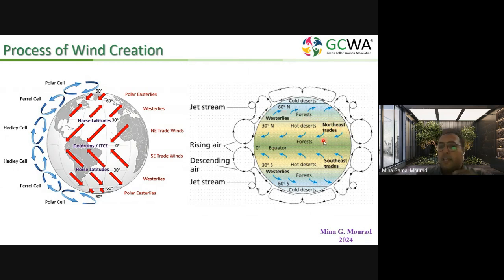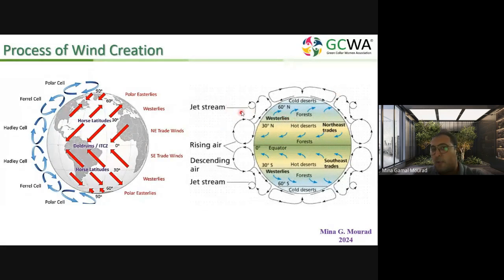So we can say that countries like Egypt will be under the control of the northeast trade winds. But the countries in Europe and Turkey will be under the control of the westerlies, due to this category of wind distribution, which is constructed mainly by the effect of the sun. This is the origin of wind around the Earth. This is the global motion of winds.